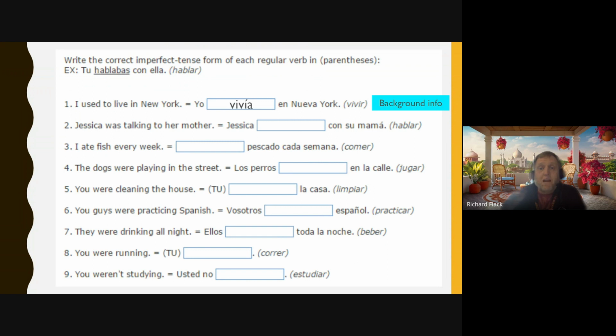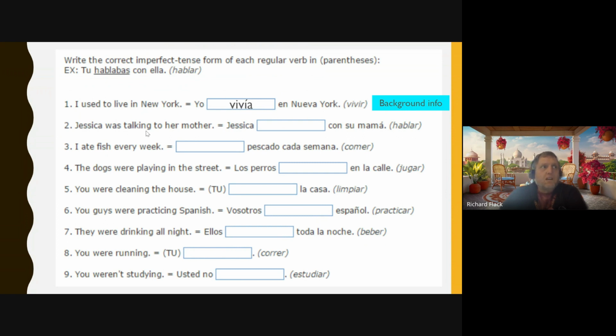There's a front and back page to this. So you've got 4 sections. I've got the first one done for you here. So what do you need to do? 2 things. You need to conjugate in the imperfect, and then you need to give me the reason why. So number 1, I used to live in New York. Yo vivía en Nueva York. Vivía is the conjugation for yo. And then why did we call for the imperfect in this sentence, I used to live? It's background information.